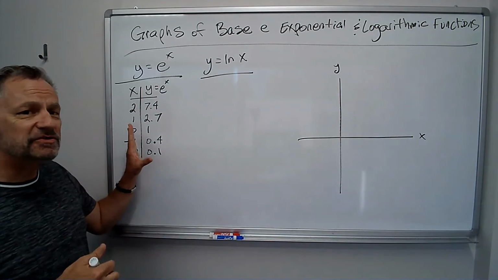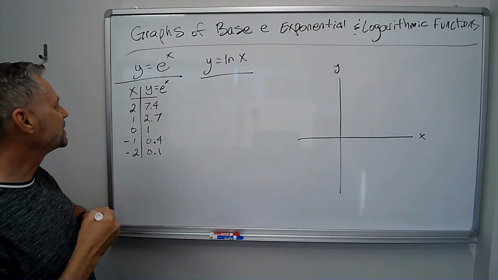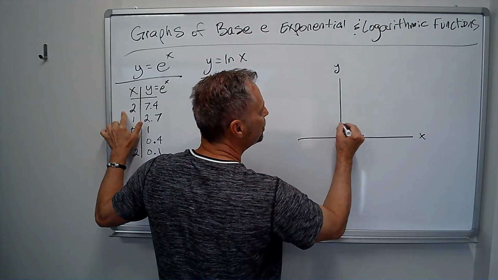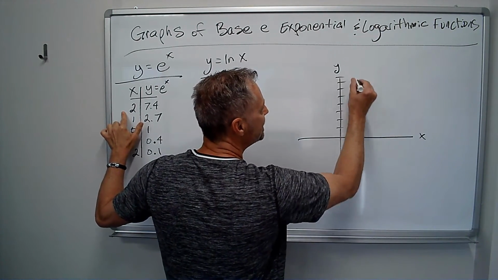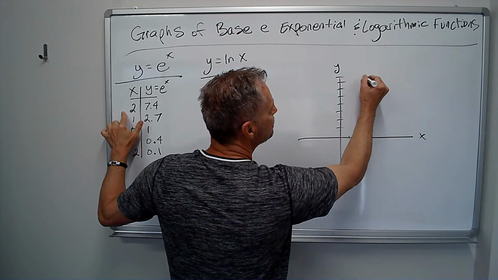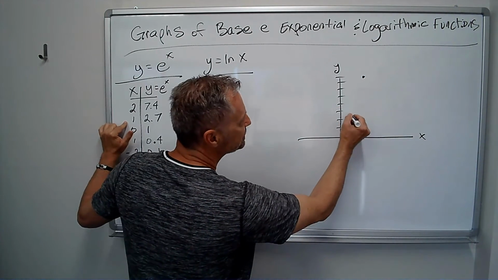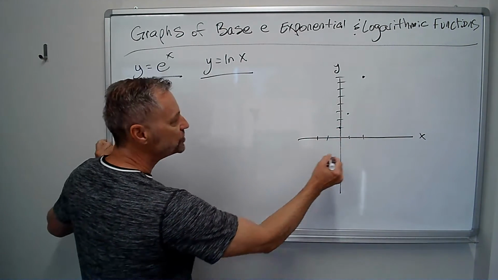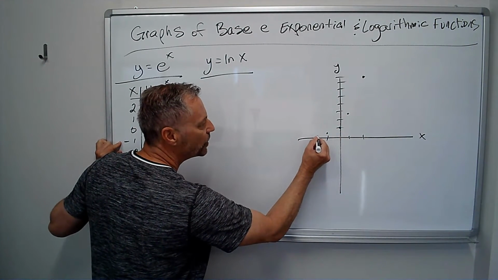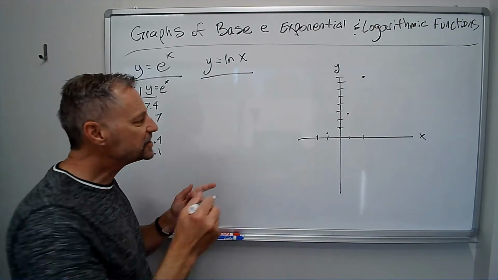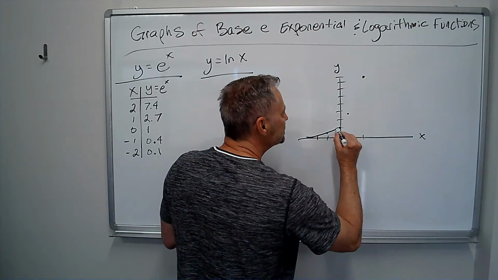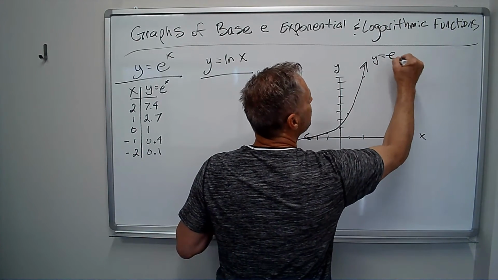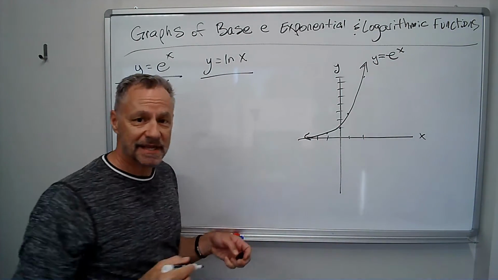If I graph those to see what the graph of e to the x looks like, let's say, okay, we go over to 2, we go up to 7.4. Let's go 1, 2, 3, 4, 5, 6, 7, 8. 7.4 is about here. At 1, I'm at 2.7. At 0, I'm at 1. At -1, I'm at 0.4, and at -2, 0.1. So I look at this graph of y equals e to the x, and it looks something like this. It's our typical exponential graph. So there's y equals e to the x.